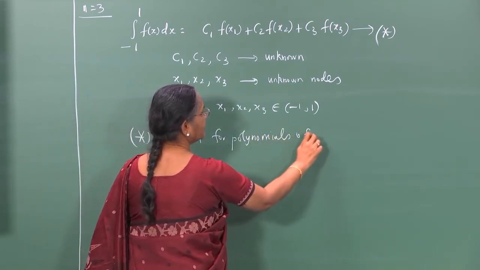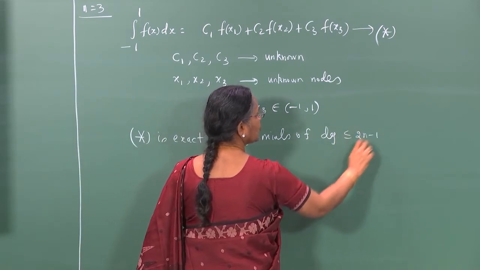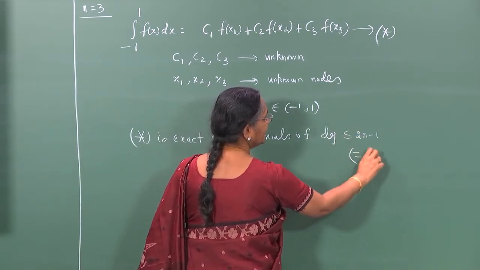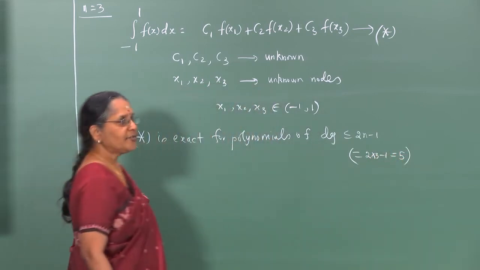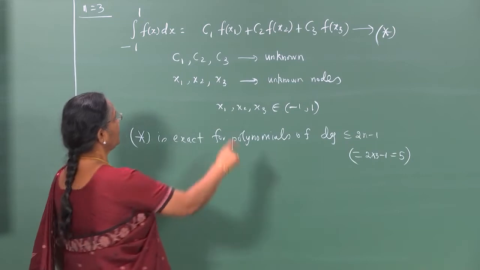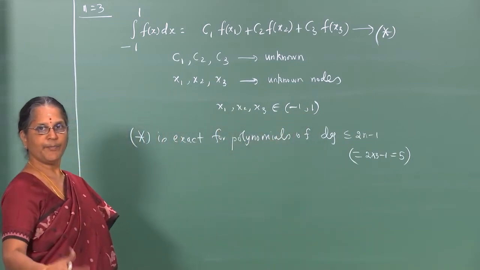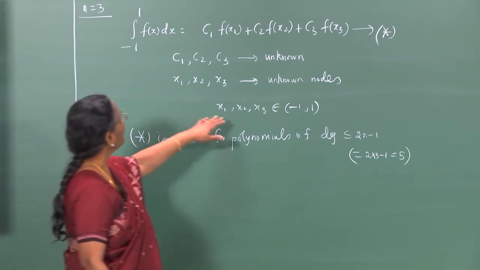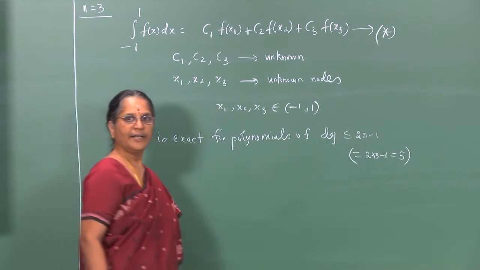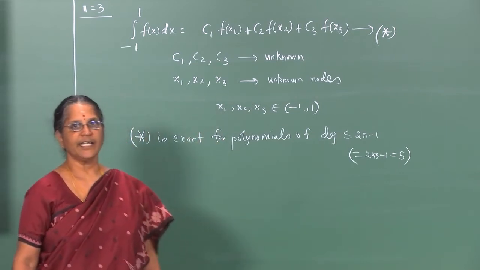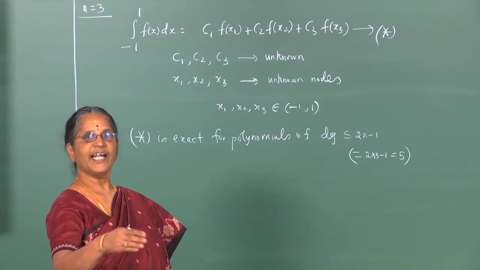of degree less than or equal to 2n minus 1. So, in this case it is 2 into 3 minus 1, that is 5. So, you have used only 3 nodes in the interval minus 1 to 1. So, 3 points and information of the function values at these 3 nodes are required, but you are able to get an integration method which is exact for polynomials of degree greater than 3.